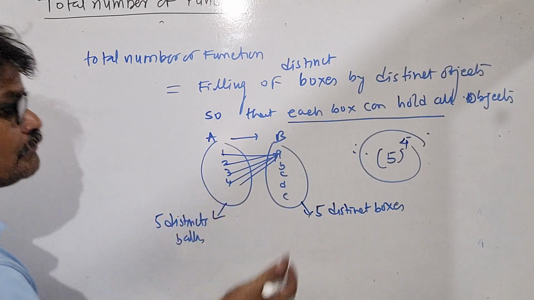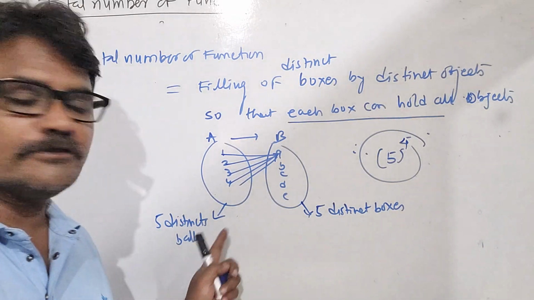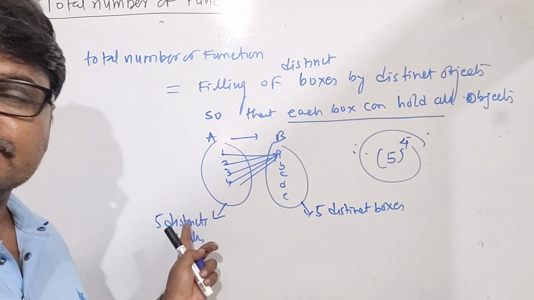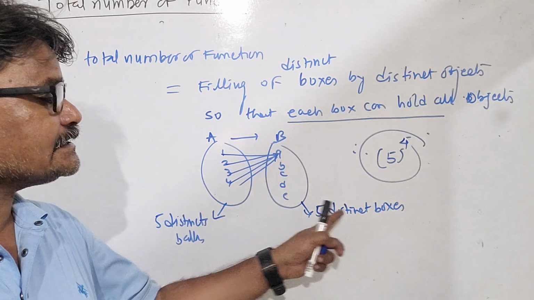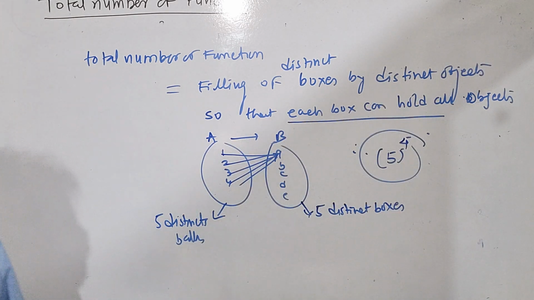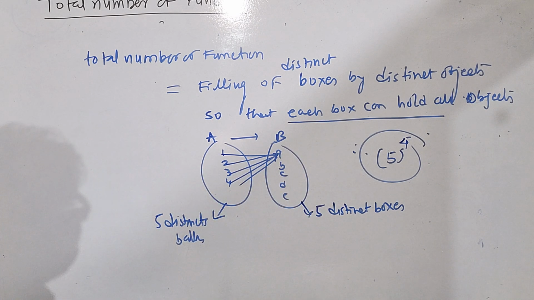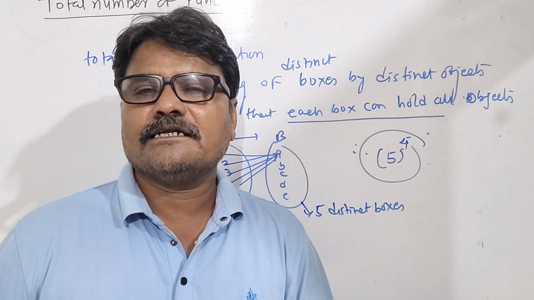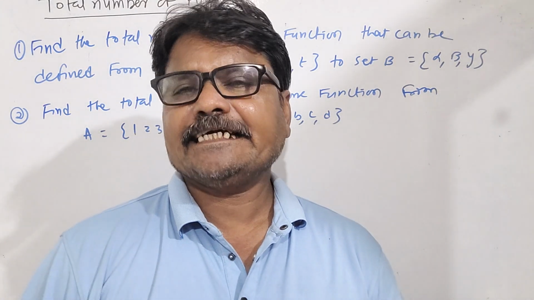So the total number of ways of distributing 4 distinct balls to the 5 distinct boxes, so that, this condition is very important, each box can hold all 4 balls, therefore there will be 5 to the power 4, and like that. Okay, so this concept is also over. Now let's do some problems. So these are the 2 basic examples.